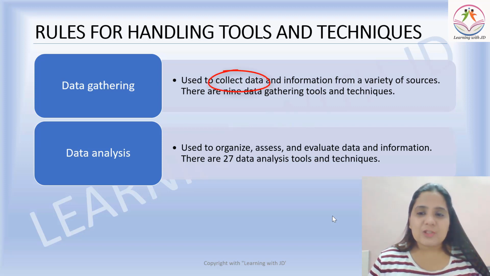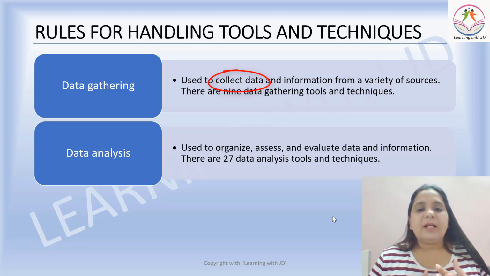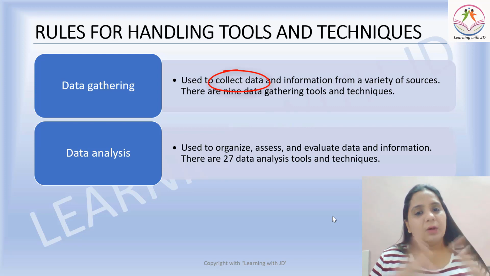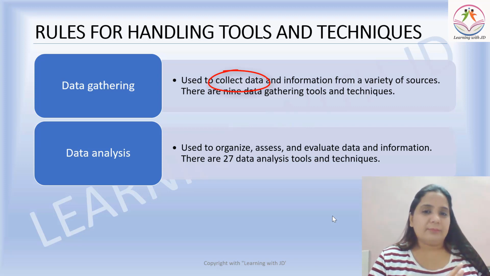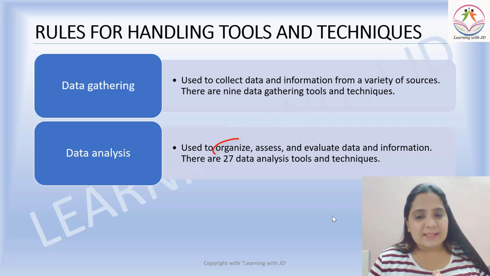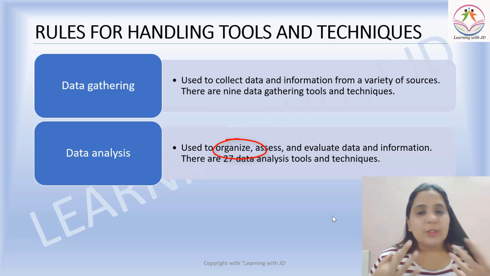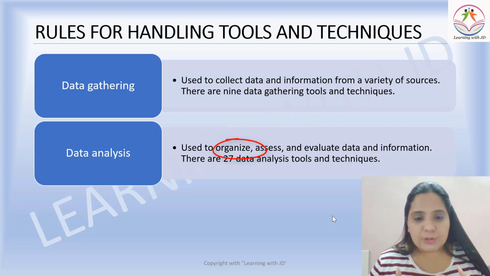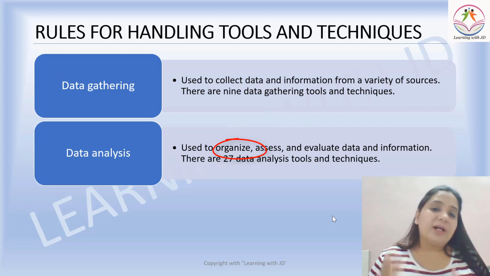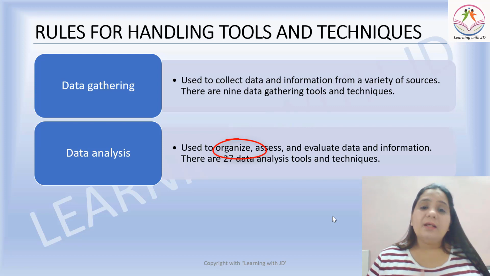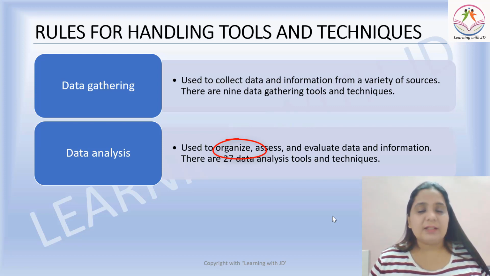So let's see what data gathering is. It is used to collect data and information from a variety of sources. There are 9 data gathering tools and techniques, all grouped under data gathering. Now, what do you understand by data analysis? It is used to organize, assess, and evaluate data and information. You've got the data, you need to work on that data. Only raw data will not help, right? You have to come to a conclusion. Organizing, assessing and then evaluating the data is a part of data analysis. There are 27 data analysis tools and techniques which are a part of this group.